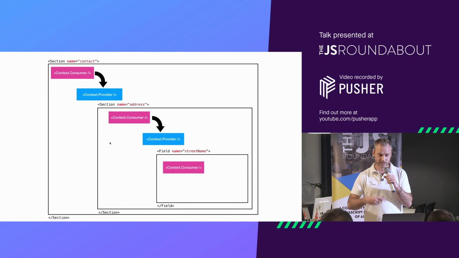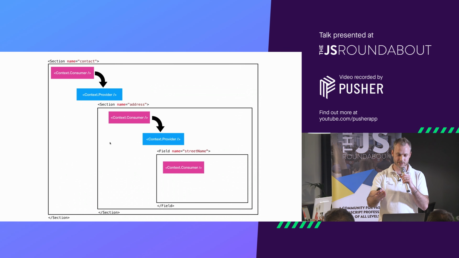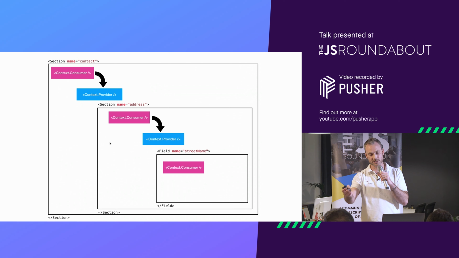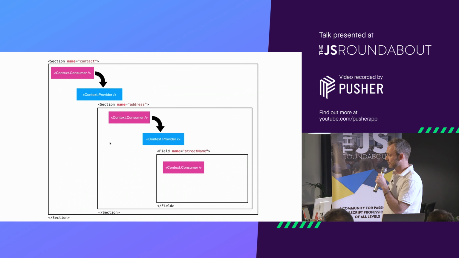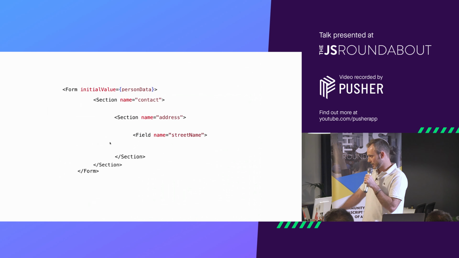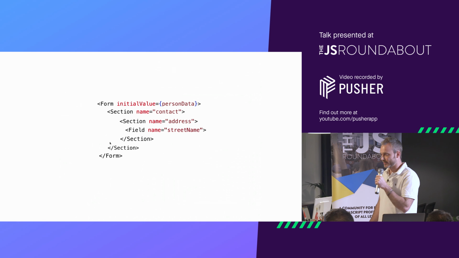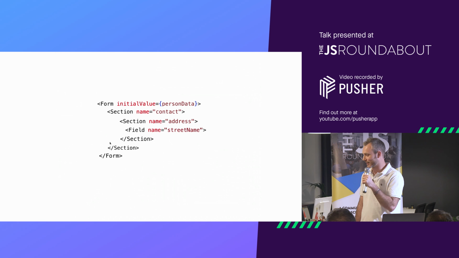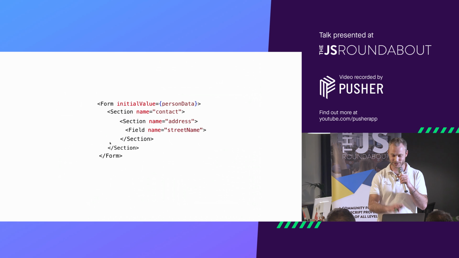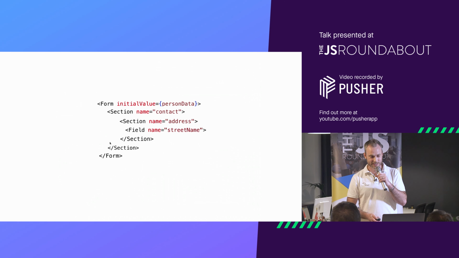I've got a section, and the section's called contact, and it has another section inside it called address, and one inside that, and that's a field, and that's your street name, right? And that all looks like that. I spent a long time on that slide. Like a really long time. I think more time than it took to do any of the other ones altogether.